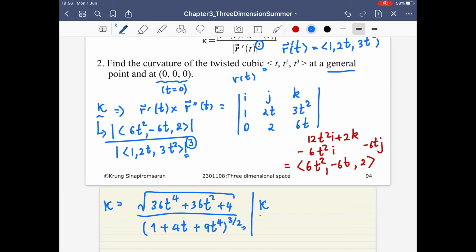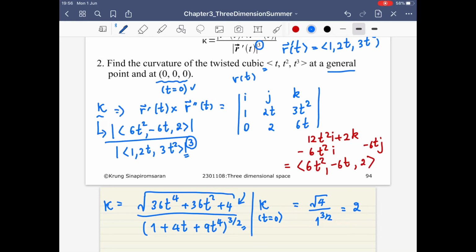So if you need your point t to be 0 so that you evaluate the curvature at this particular point, you can simply replace your t here by 0. So you got a square root of 4 over 1 raised to the power 3 over 2, which is 2.